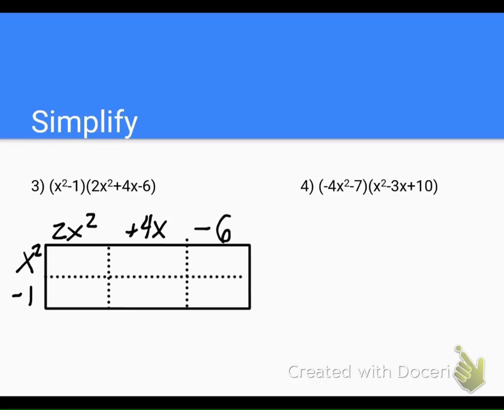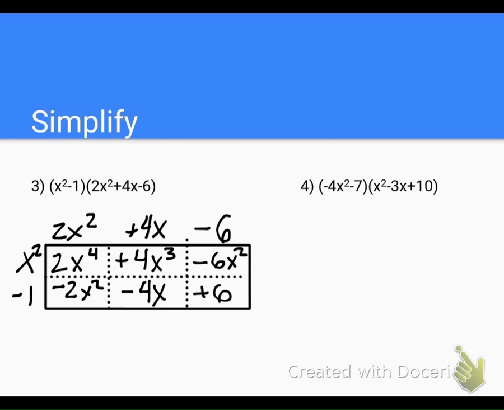and solve each piece. So my first box, I have x squared times 2x squared, which is going to be 2x, and I add the exponents, so to the 4th. Next box, I have x squared times 4x, which would be a positive 4x cubed. The final box on top, I have x squared times negative 6, so that's negative 6x squared. Moving on to the next row, I have negative 1 times 2x squared gives me a negative 2x squared. Then I have minus 4x in this box and plus 6 here.